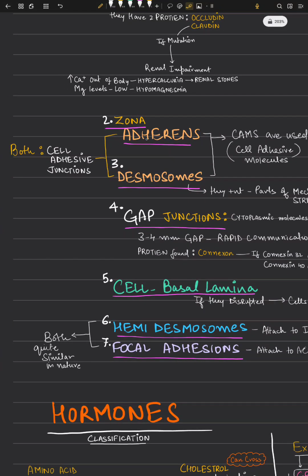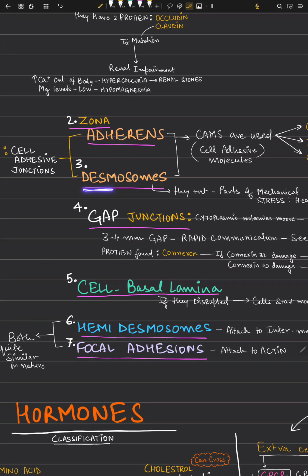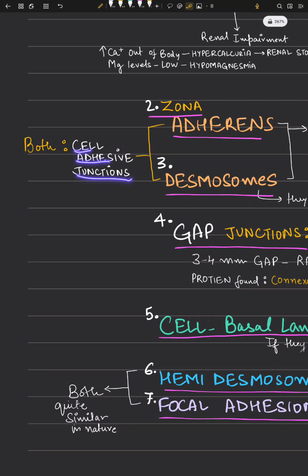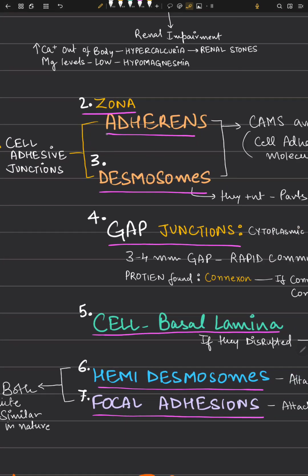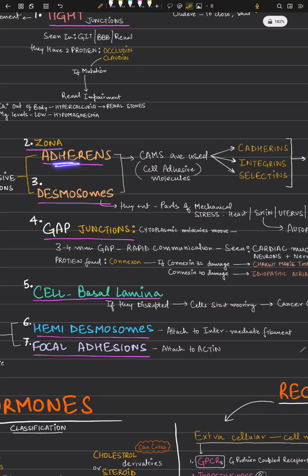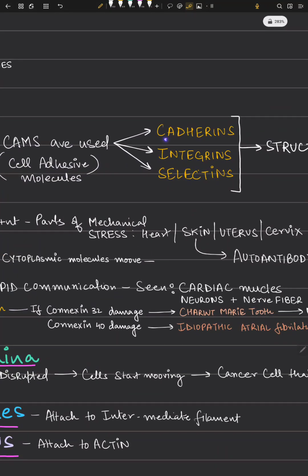Let's see zona adherens. Adherens means they stick with each other, and zona means zone. Zona adherens and desmosomes are both called cell adhesive junctions. These cells are partially attached with each other. Adhesive means they are attached. In adherens, we have CAMs. What are CAMs? Cell adhesion molecules. Now what are CAMs? Cadherins. Do you remember E-cadherins from the previous lesson? That's what I was talking about. We also have integrins and selectins.